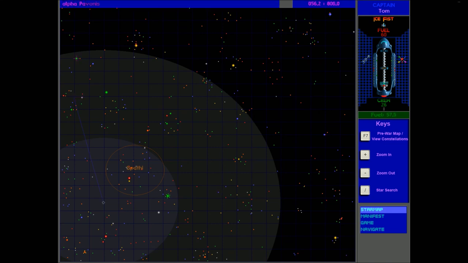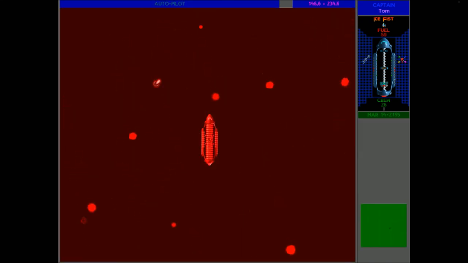Now, one thing we do need to do is also go to Alpha Pavonis if we want to get the anytime quasi-portal spawner. But we don't really need to bother about that at the moment, though we definitely will be going there at some point. I need to sort of plan out what I'm going to do, because, obviously, every movement matters.